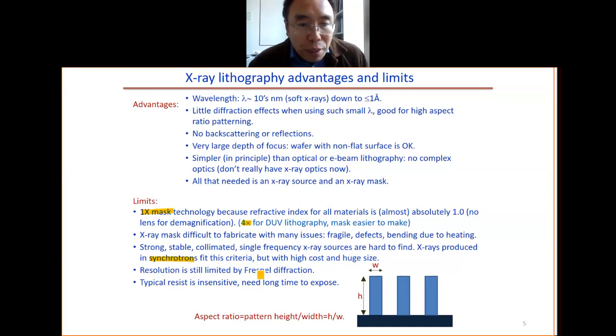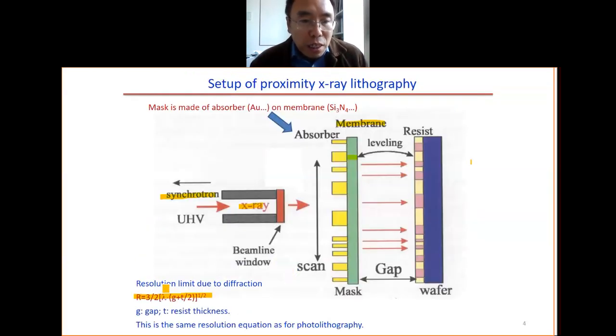And resolution is still limited by the Fresnel diffraction. So here you can see that we still have this formula here. So lambda can be very small, but the gap cannot be too small because when this area is very big, it's difficult to maintain a small gap, and we cannot have close contact. If the wafer gets contact to the membrane mask, the mask may be broken. So as a result, the gap may be tens of micrometers. So we have tens of micrometer gap here, even though the lambda is very small, so the resolution may not be that small.